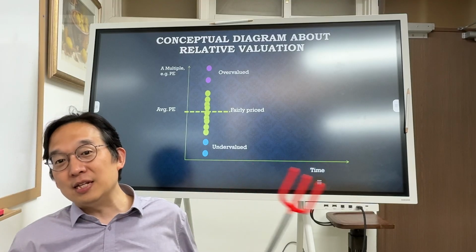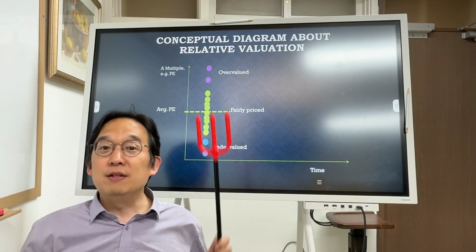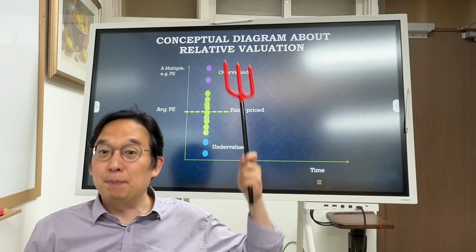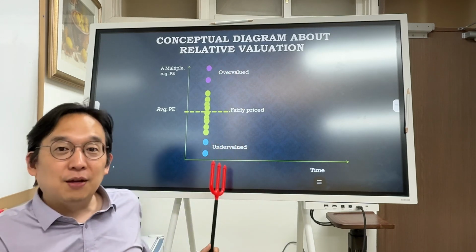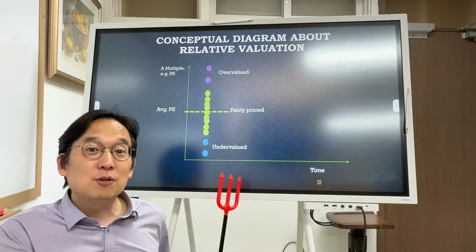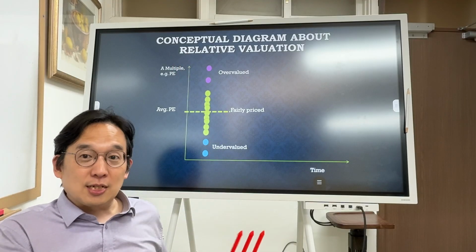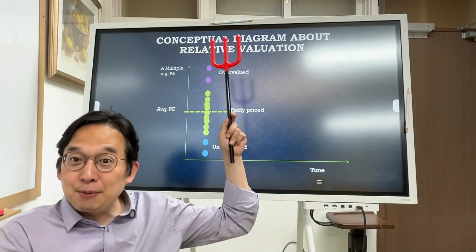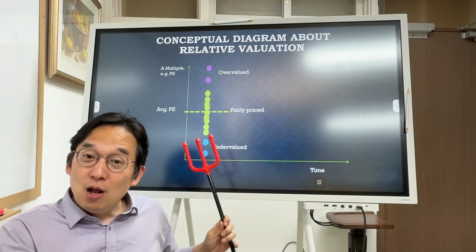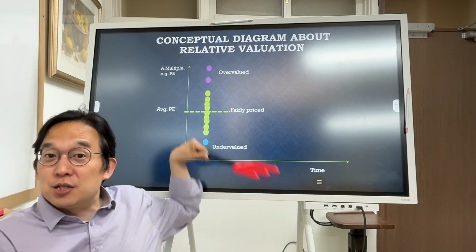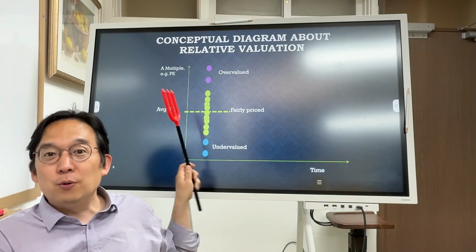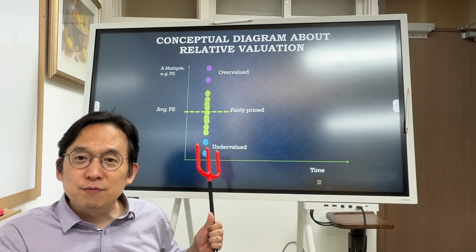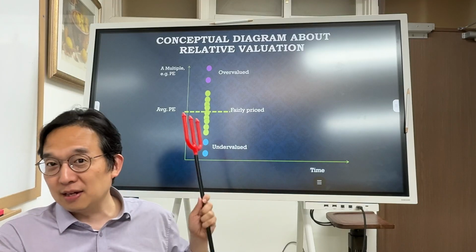The timeline is on the horizontal axis, and the vertical axis shows, let's say, PE multiples at the given time point. PE multiples of many different stocks. You can sort them, right? Some stocks would have high PE ratio, some stocks would have low PE ratio. They will be distributed somehow, and there will be average or some representative number like median, things like that.